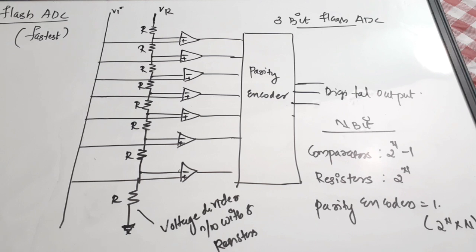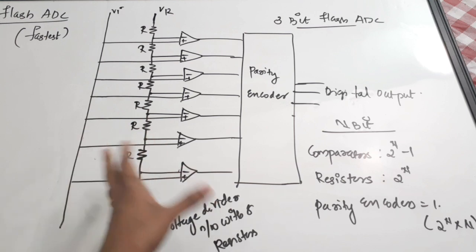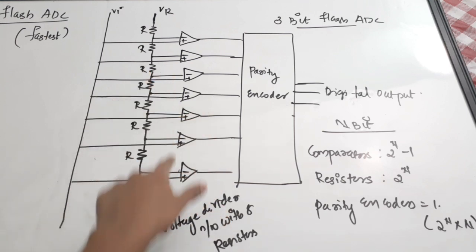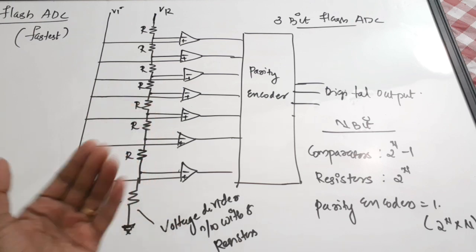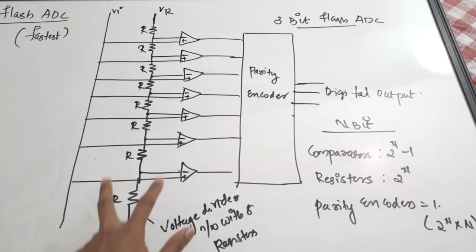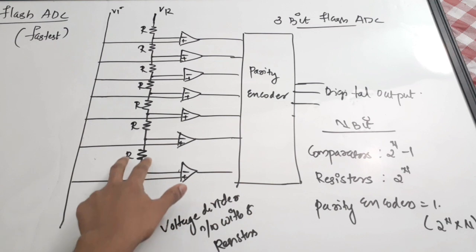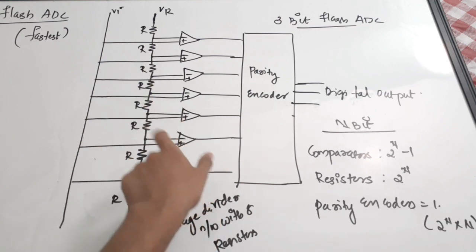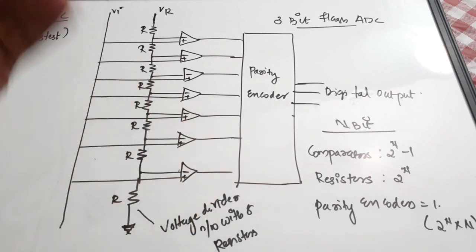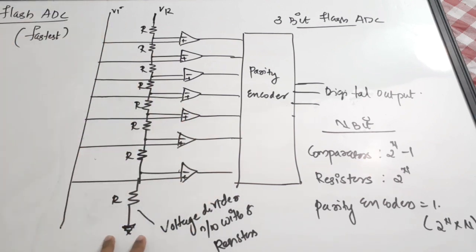Now, for the case of a 3-bit flash ADC, the voltage drop across each resistor from bottom to top will be given to the negative terminal of the comparator. The comparators have negative and positive terminals, and these voltages. Here it is V by 8, here it is 2V by 8, and likewise it will go V by 8, 2V by 8. Likewise, the voltage drop will grow from bottom to top.